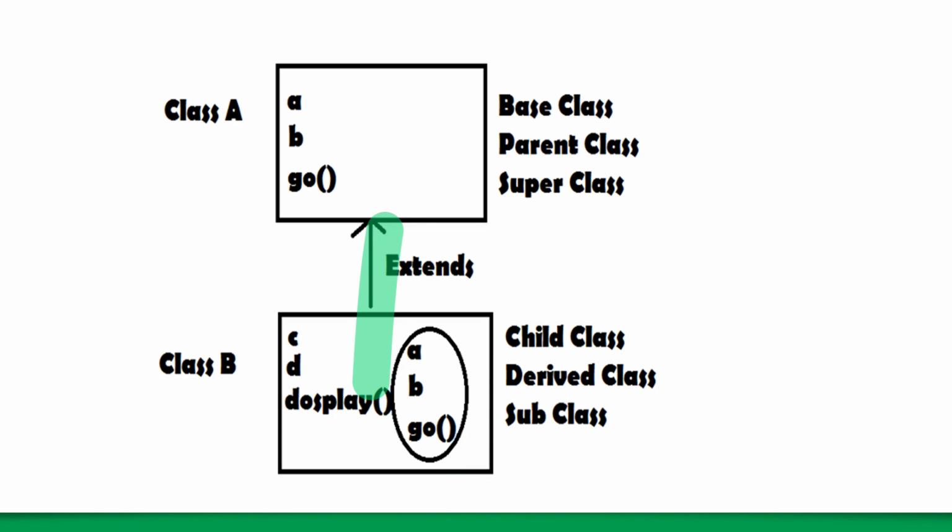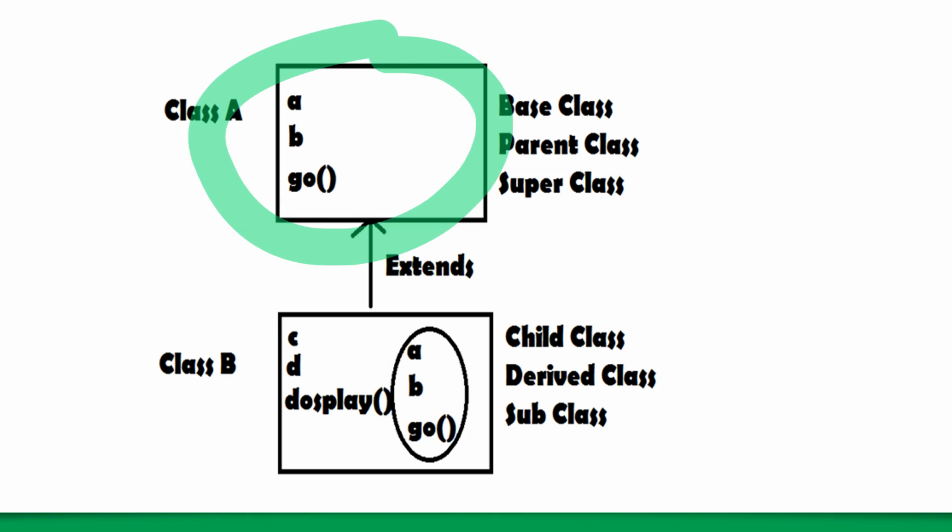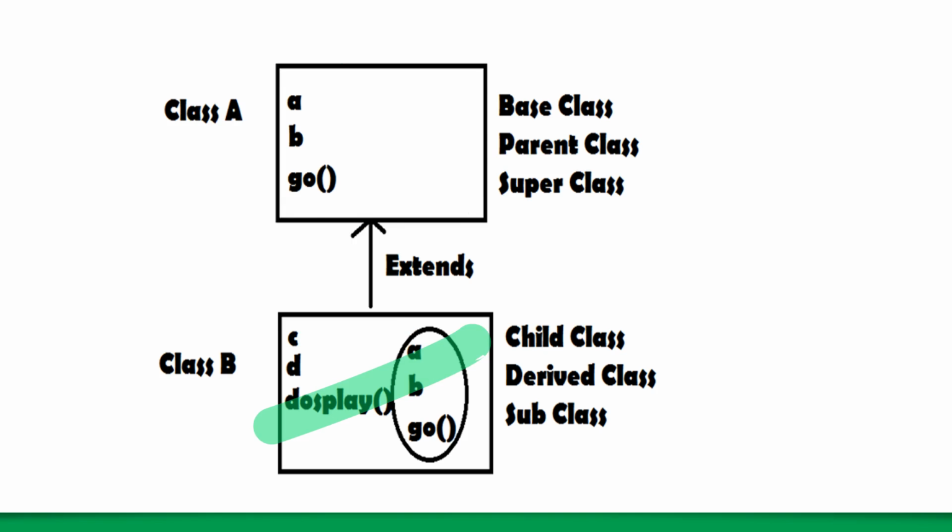Extend means it is trying to inherit class A. So if it is inheriting class A, it will have all the data members, or you can say states and behaviors, of class A, and it can also add some other data members and methods. Like you can see here, C, D and display are the data members and methods of class B, and A, B and go are data members and methods of class A which are acquired by class B after inheritance. Class B will be known as child class, derived class, or subclass, and class A will be known as base class, parent class and superclass.